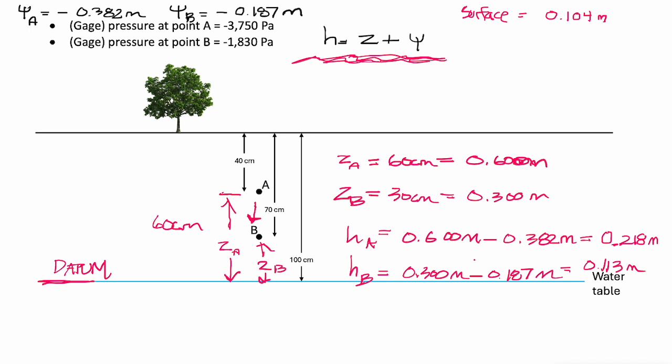And furthermore, the difference between these two numbers is, guess what? Well, if I actually round it properly, it's 0.104 meters. It's exactly the same thing. So this is the water table. I'm getting exactly the same difference in head, and exactly the same direction of flow. I chose a different datum.